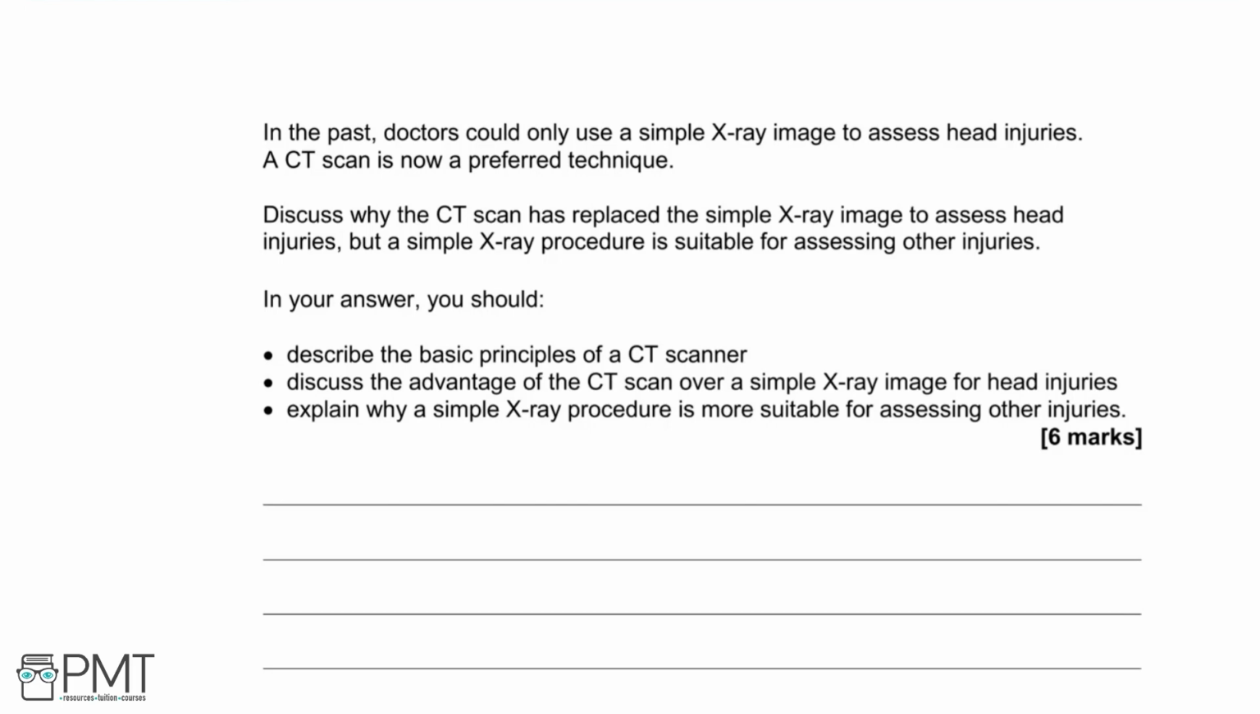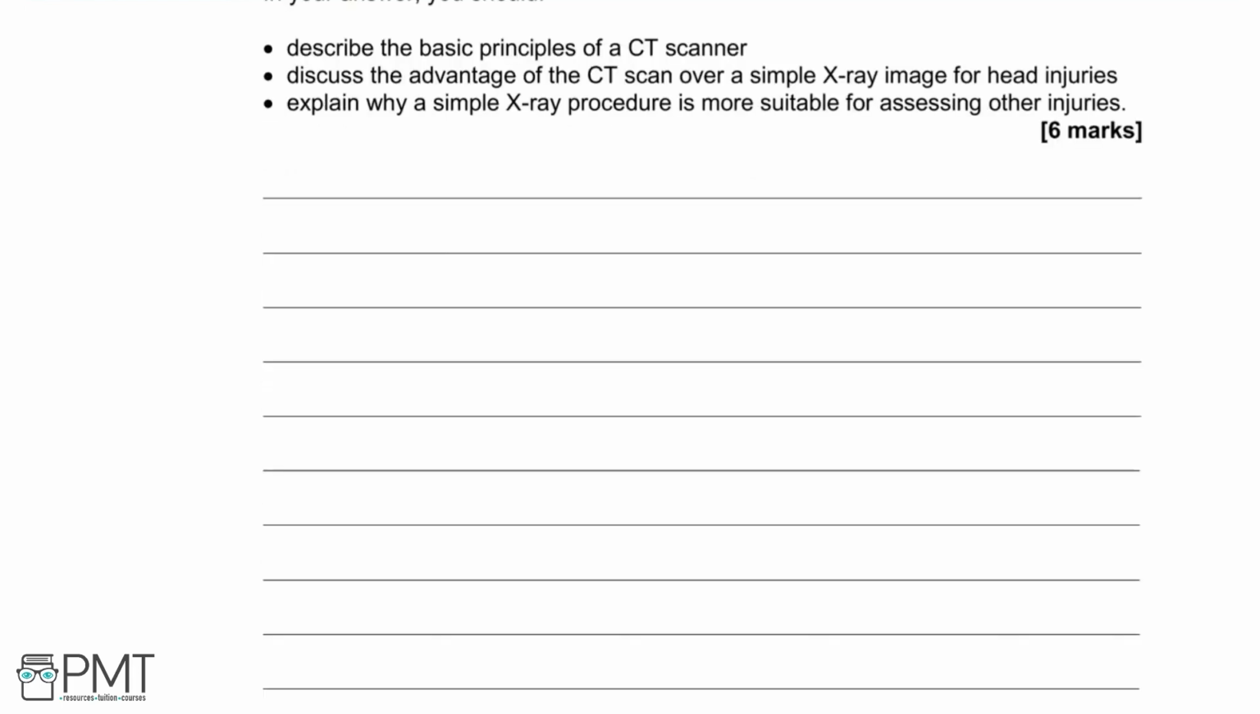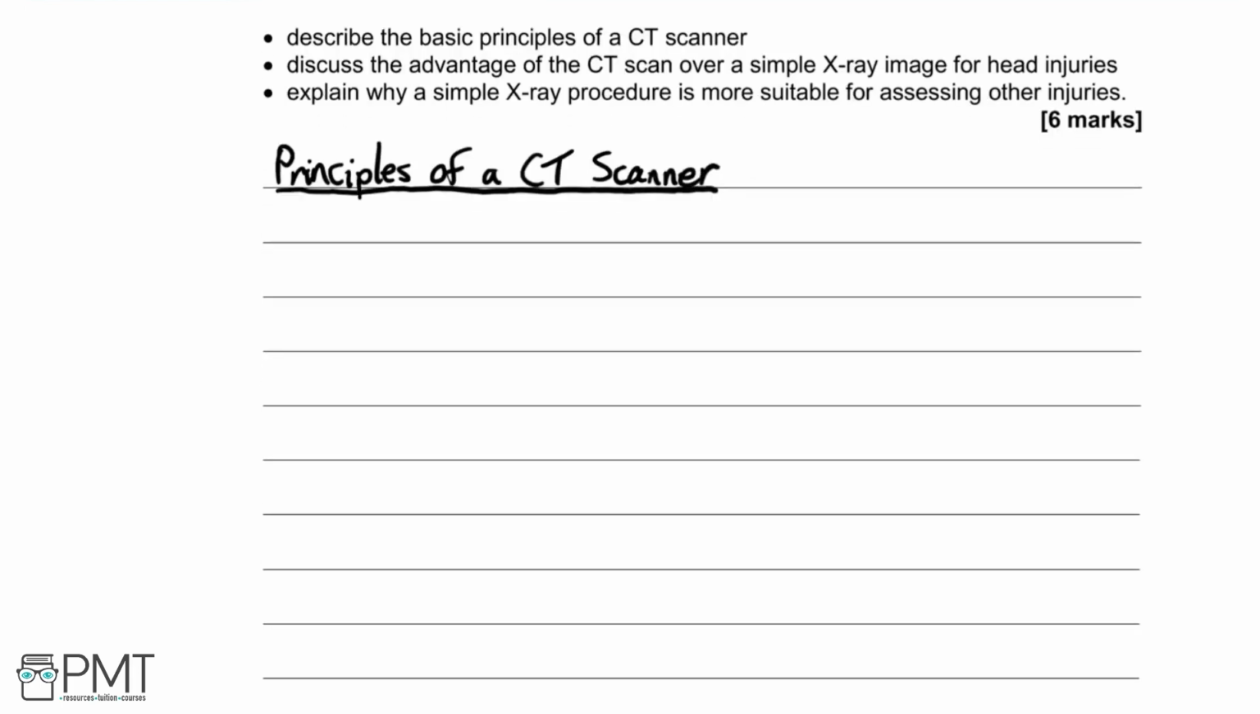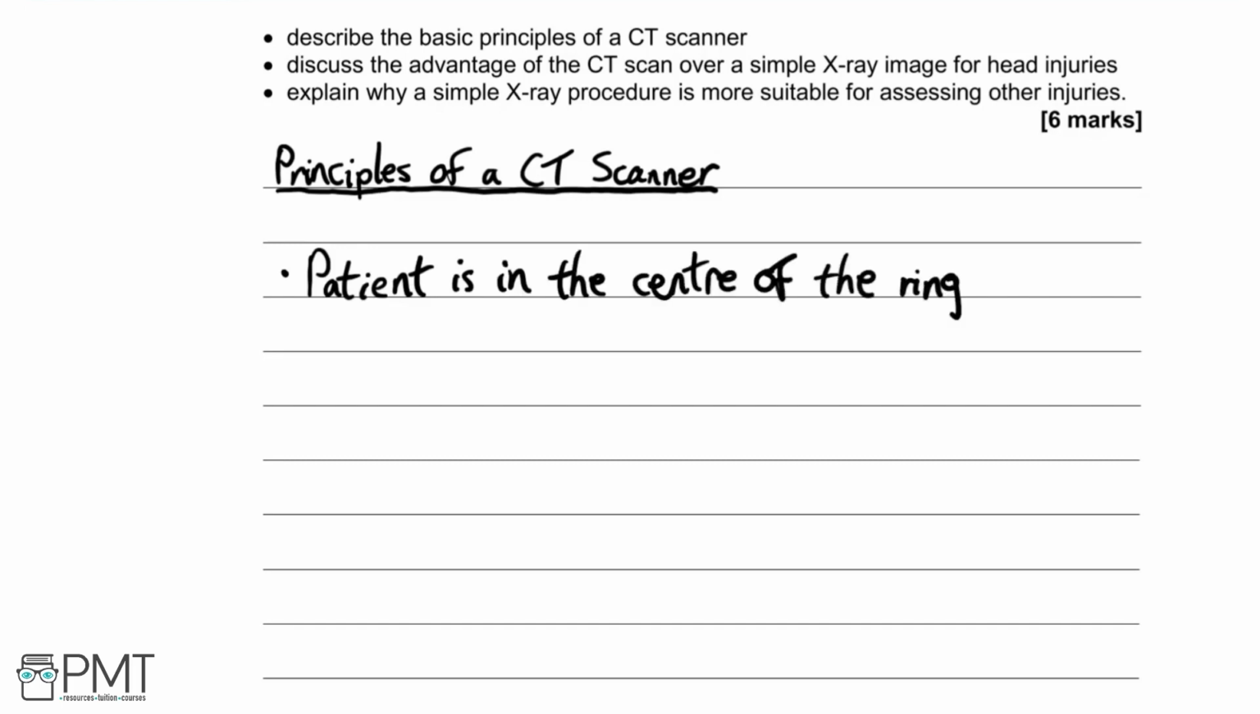So let's first of all describe how a CT scanner works, as mentioned in the first bullet point. So the first thing that we can mention is the idea that there is a ring around which the detectors move, and the X-ray emitter moves around that as well. And the object being assessed is going to go in the center. So that would be the head in the case of a head injury. Now, I'm not going to assign marks here, we'll do that at the end. But the next thing to say is where the X-ray emitter and the X-ray detectors are in relation to the patient.